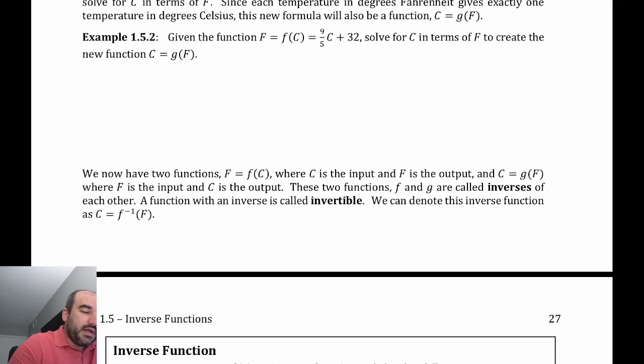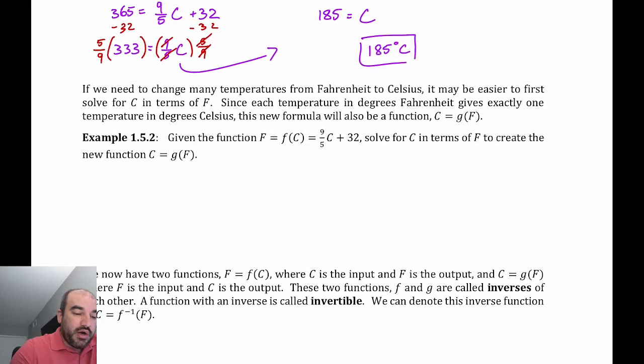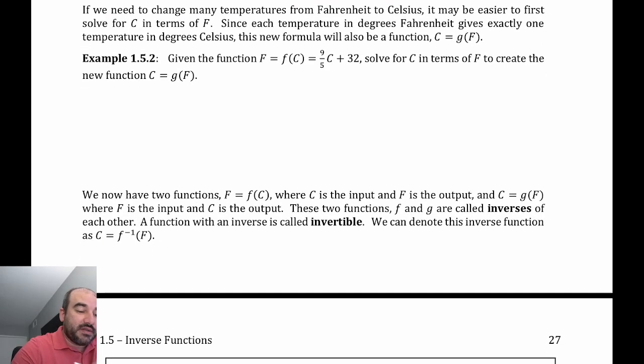Okay, like I said, we could keep doing that every time we know the Fahrenheit measurement, or we could solve for C in terms of F in order to have a formula for it. So we only do this operation once, and then we'll have a formula for how to get from Fahrenheit to Celsius. So how we're going to do that is we're going to start with this function here, the F equals 9/5 C plus 32.